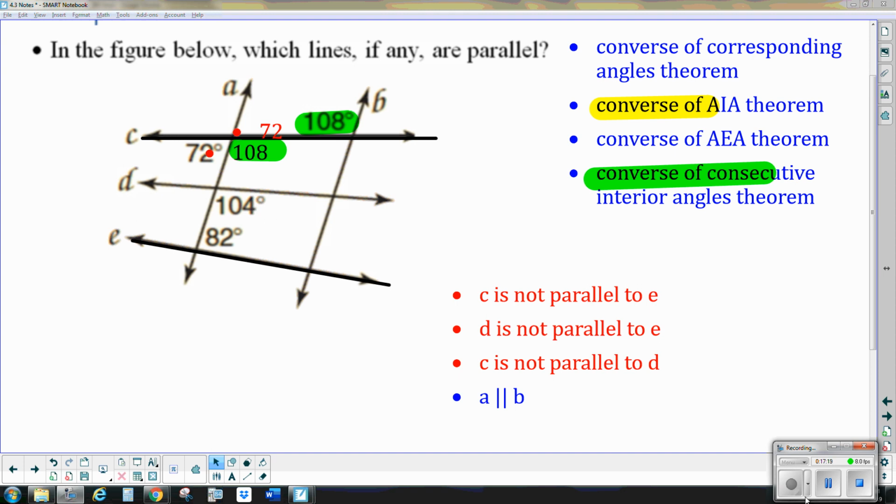That's not the only way you could do it. You could also find this angle right here. It's a corresponding angle to 72. So it has to be 72 if they're parallel. And because of the linear pairs theorem, 108 plus 72 is 180. So the linear pair is supplementary and the corresponding angles are congruent. Therefore, A and B are parallel.